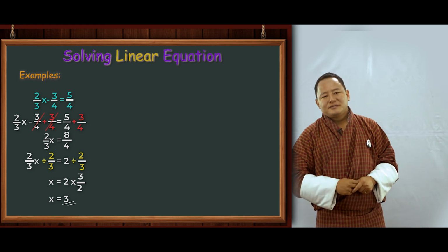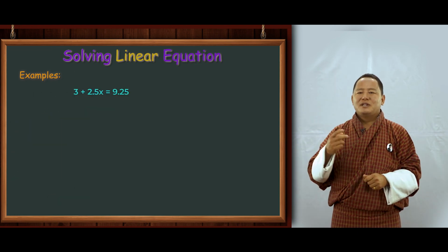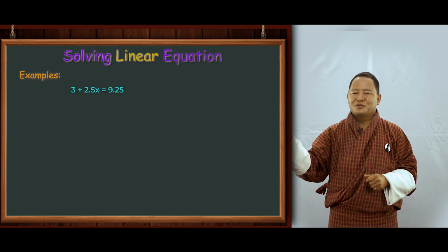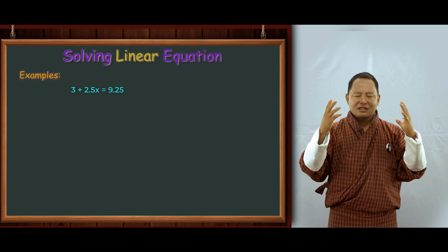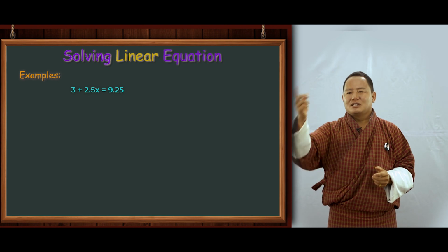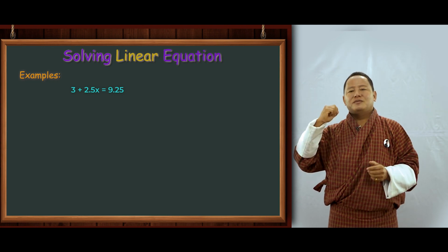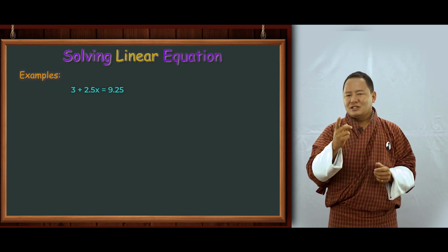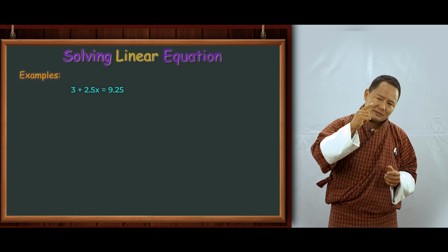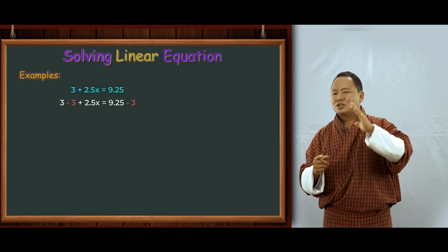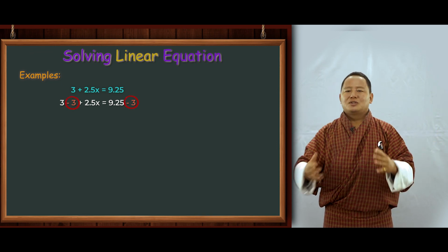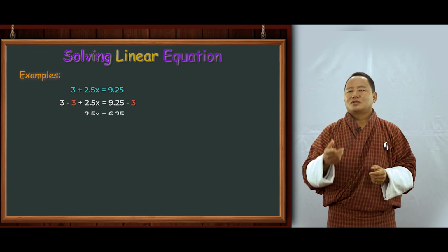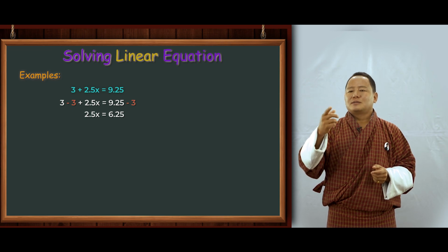Another example in the form of a decimal. 3 plus 2.5x equals 9.25. This is also a linear equation. In this case also, our aim is to find the value of x so that the equation will become true. So first of all, let's try to get rid of 3. In order to get rid of positive 3, we have to add negative 3. So when we add negative 3 to the left hand side, add it to the right hand side too. So we are left with 2.5x equals 9.25 minus 3, which is 6.25.